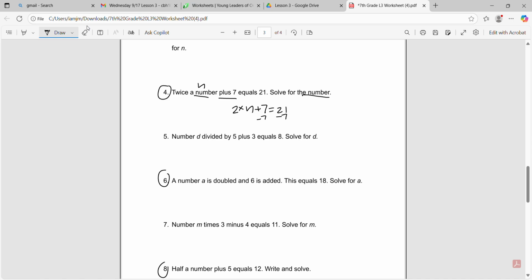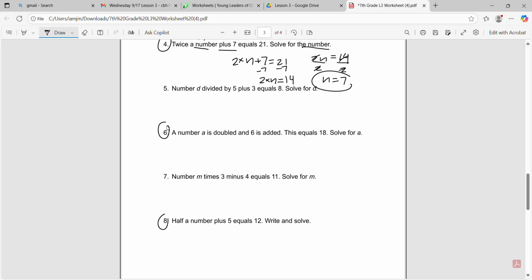We'll solve by subtracting, because we have to leave n alone. So we'll subtract 7 from both sides, which will leave us with 2n equals 14. Then 2n divided by 2 on both sides, we get n equals 7. Nice.